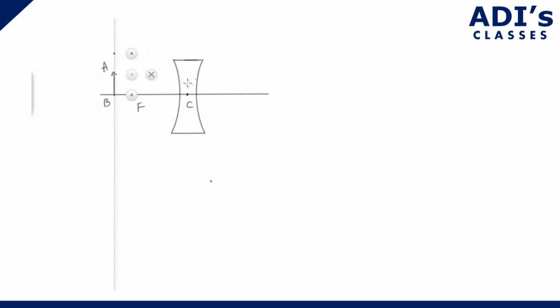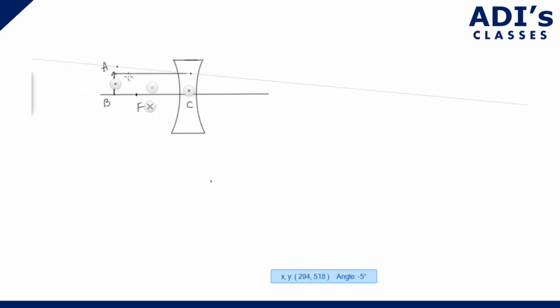Now remember, a concave lens is a diverging lens, right? So the ray of light will diverge, but that particular ray will appear to pass through the principal focus. When we extend this ray backwards, this is how the ray of light will move. Okay, so we need to draw the direction. Call this point, let's say, E.